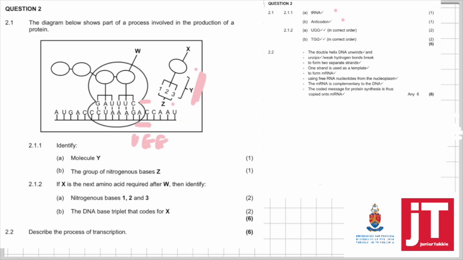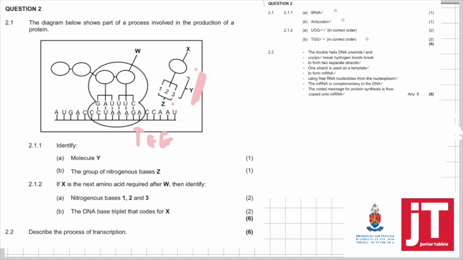Then they're asking you, if X is the next amino acid required after W, identify the DNA base triplet that codes for X. So then, opposite A will be T, opposite T, G, and then G. So that's the DNA sequence. Okay, please write it in this order as you can see in the memo. UGG, TGG. It's very important.